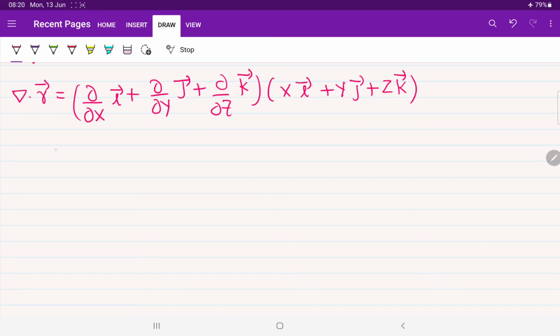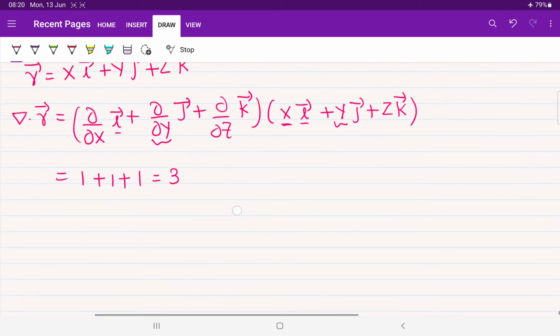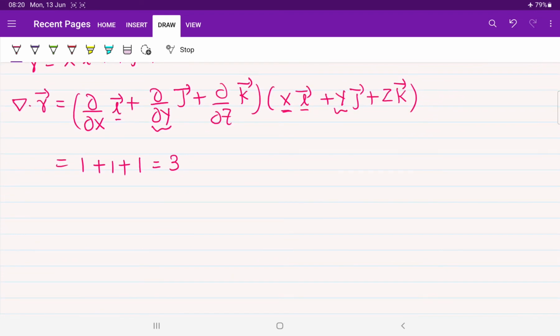From here, i dot i becomes 1, and differentiation of x with respect to x becomes 1. Similarly, j dot j becomes 1, and differentiation of y with respect to y also becomes 1. For z it will also become 1. So finally it becomes a constant value 3. Okay, sir, that is very simple. After that, it is very important: it is a simple constant.